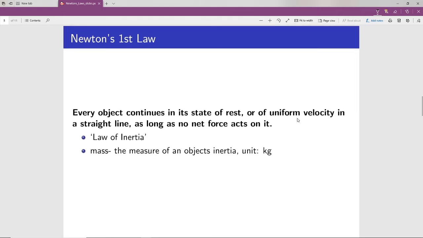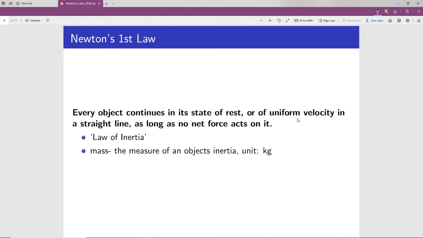Well, sometimes we call this the law of inertia. So you can think of inertia as the property of an object which resists its changing from rest to motion, or, if it's moving, changing direction. And the measure of that property, inertia, is the object's mass. And in SI units, the units that we use, the unit for mass is the kilogram.